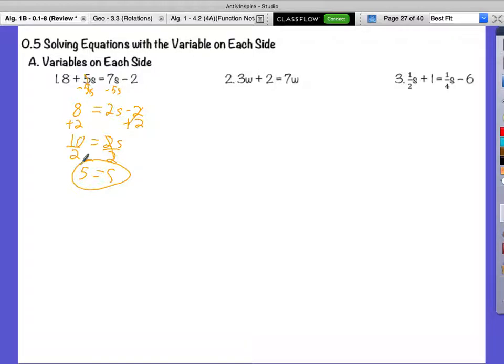2 is equal to 4W. And then what math do you do? So you divide by 4. You divide both sides by what? By 4. 2 divided by 4. It equals 1 over 2.